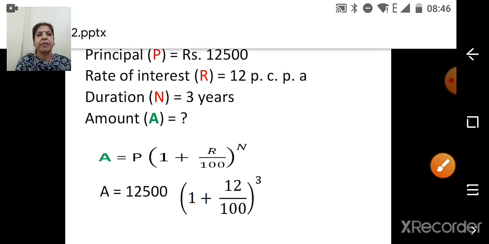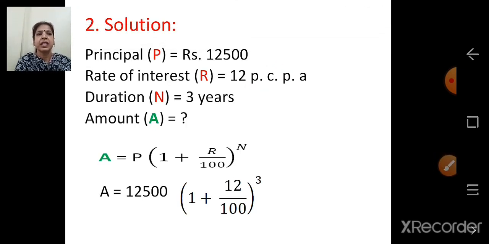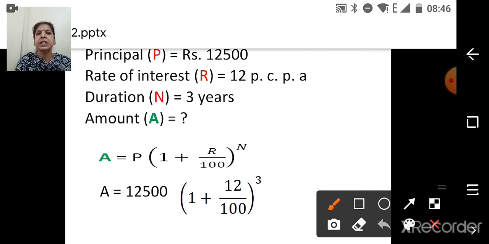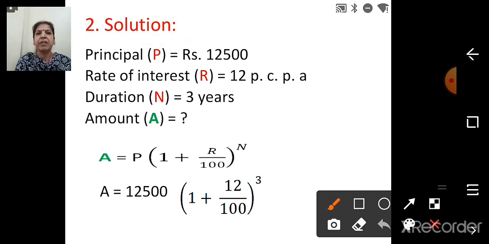So let's solve. Solution. First, P, that is principal. You can write P directly, but we follow this so that it becomes easy to understand. Principal P is rupees 12,500. Rate of interest R is 12% per annum. Duration N is 3 years. And what we have to find is the amount. First thing, very important, write the formula correctly. The formula is A is equal to P, then in brackets 1 plus R upon 100, the whole bracket raised to N. After writing the formula correctly, substitute the values.